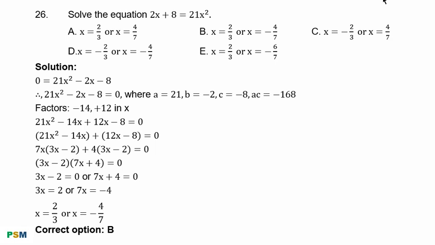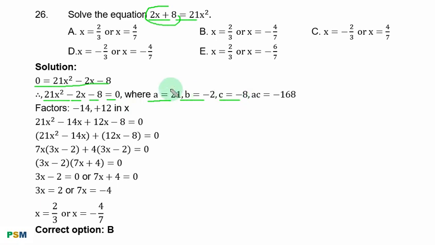Question 26. Solve the equation 2s plus 8 equal to 21s squared. Solution: it is quadratic. One of the sides needs to be 0. So let's transfer these two terms to the left hand side. To the right hand side, you have it in this form. Therefore, 21s squared minus 2s minus 8 equal to 0, where a is equal to 21, b is equal to -2, c is equal to -8.